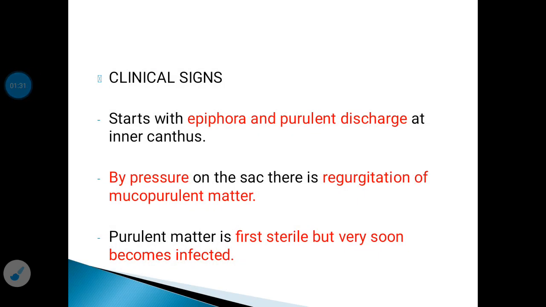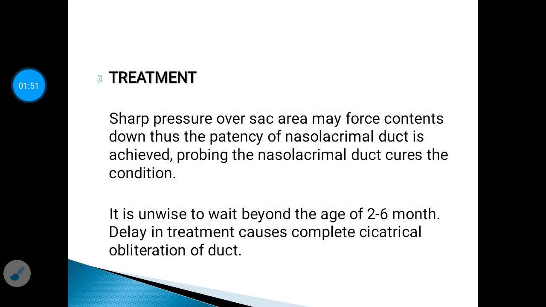The clinical signs of congenital dacryocystitis: initially there is epiphora and purulent discharge near the inner canthus. If we apply pressure on the sac, there is regurgitation of mucopurulent matter. The purulent matter is first sterile, but it soon becomes infected.